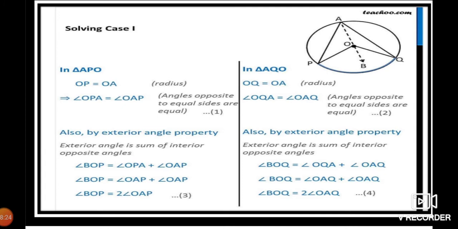solving case number 1. You can observe case number 1, I mean figure number 1. In figure number 1 you can consider triangle APO. In that, OP equals OA because they are radii. Angle OPA equals angle OAP.